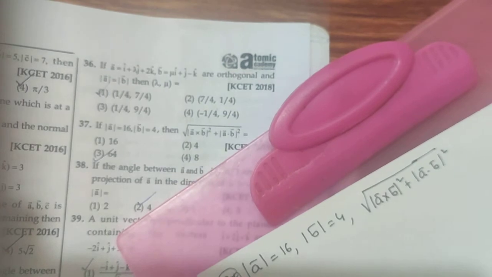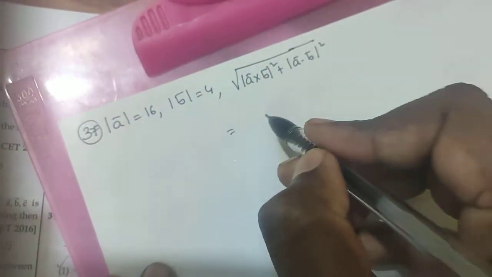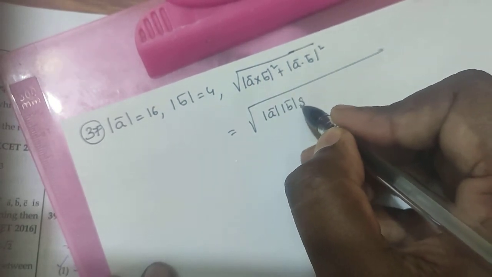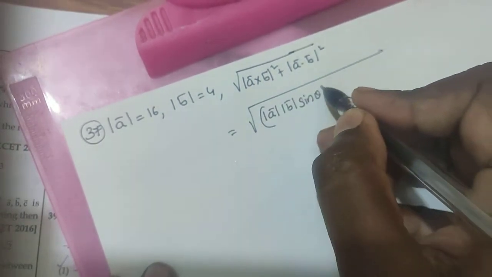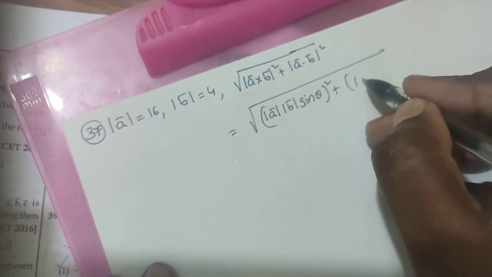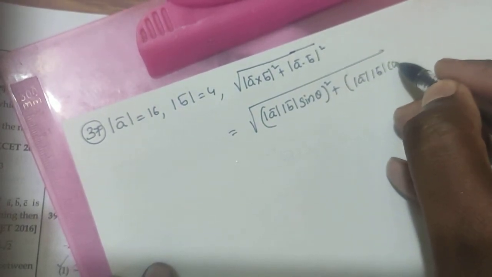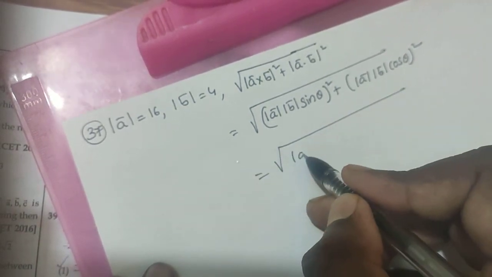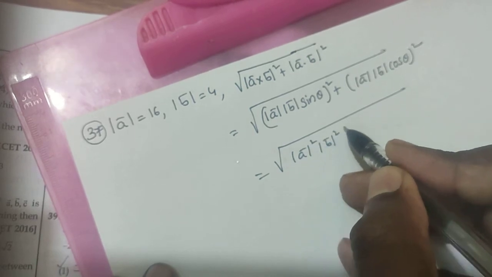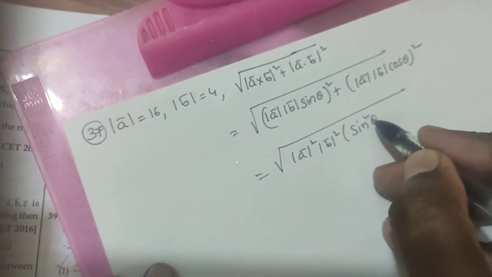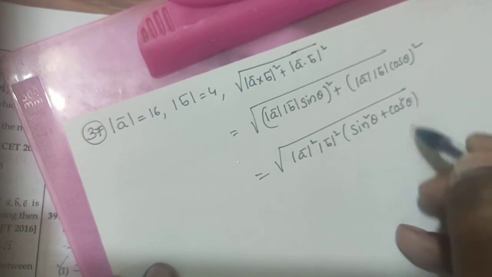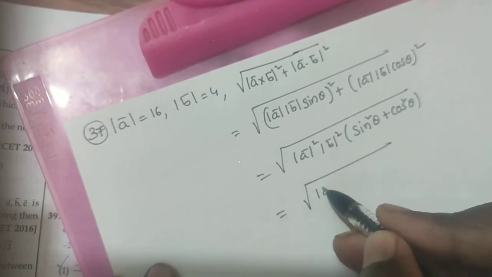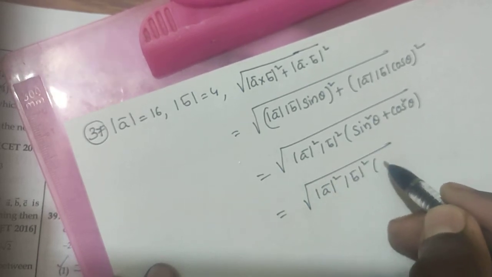This value we need to find. First of all, what is the formula for |a bar + b bar|? Mod a mod b sin theta whole square, plus mod a mod b cos theta whole square. From this we can write mod a square mod b square common. Here what will you get? Sin square theta plus cos square theta, and that value will be 1. That's why you can write mod a square mod b square into 1.